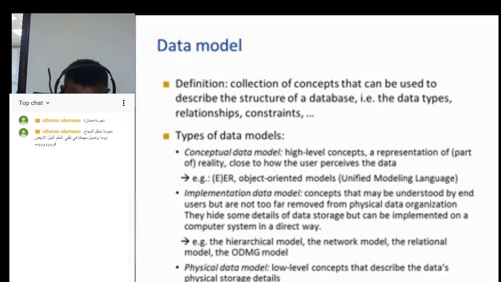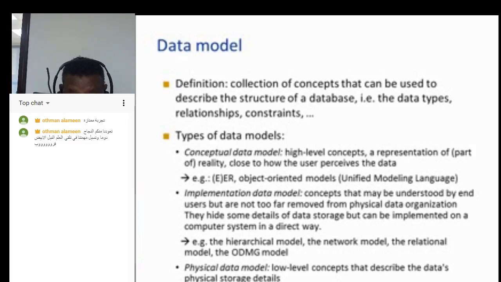And there exist different types of data models. The first type of data model is a conceptual data model. A conceptual data model is a high-level model. High level, that means it's very user-friendly. It is not very specifically oriented towards implementation. So it contains high-level concepts. It has a representation of part of the reality, and it's close to how the user perceives the data. Types of data models, well, we have the EER model, that stands for Enhanced Entity Relationship Model. We're going to extensively comment on that in due course. And object-oriented models. These are two examples of conceptual data models that we're going to come back to.